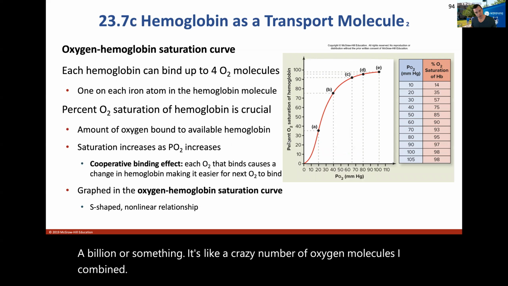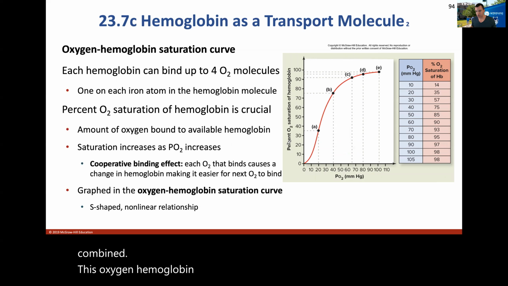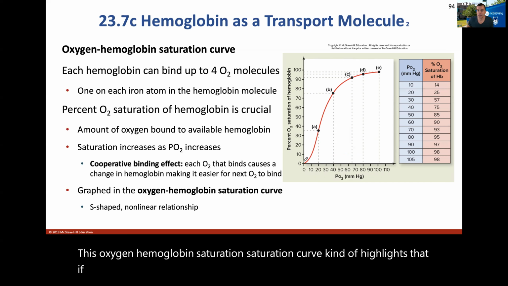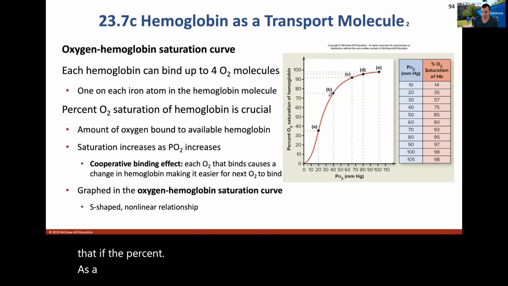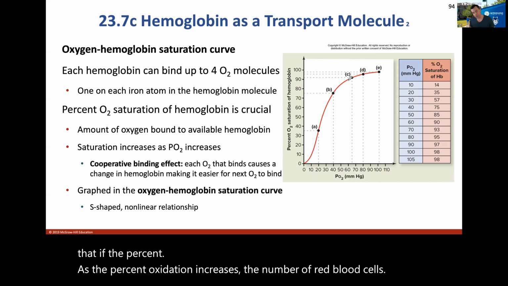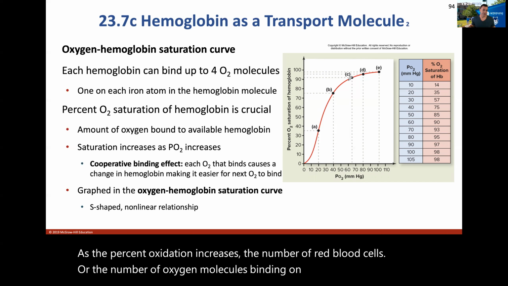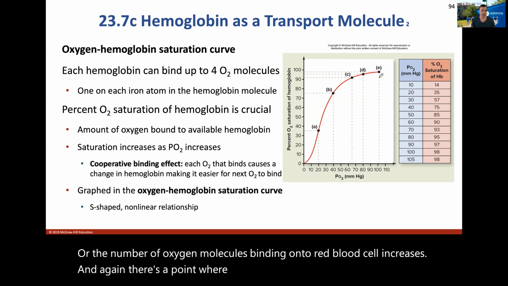This oxygen hemoglobin saturation curve highlights that. As the percent saturation increases, the number of oxygen molecules binding onto a red blood cell increases. And again, there's a point where it reaches saturation and nobody else can get on this thing.